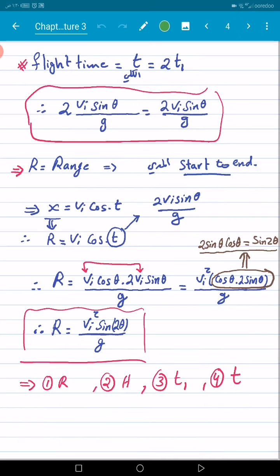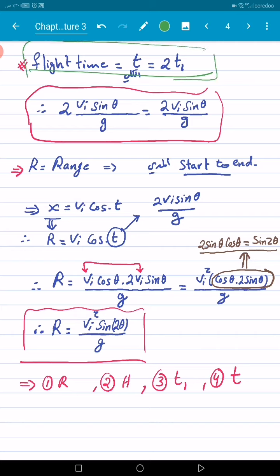Then we discussed the time of flight, and it's equal to 2t. Why is it equal to 2t? Because from the origin to the highest point, the shape is identical, or symmetric, to the shape from the highest point to the ground. So the time to reach the highest is equal to the time from the highest to the ground, so it equals 2t, and that is the equation. I find t and just multiply by 2, that means the total time.